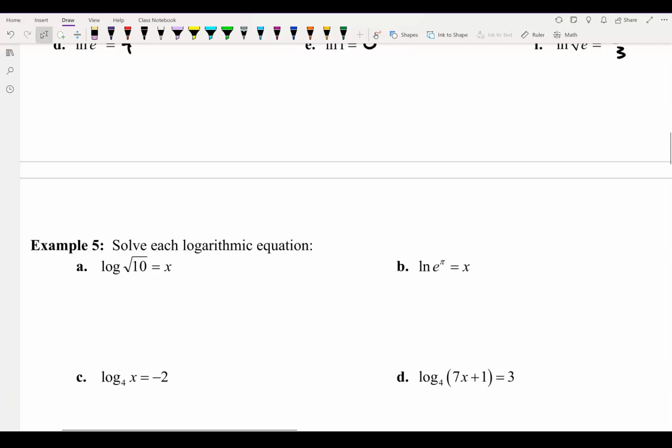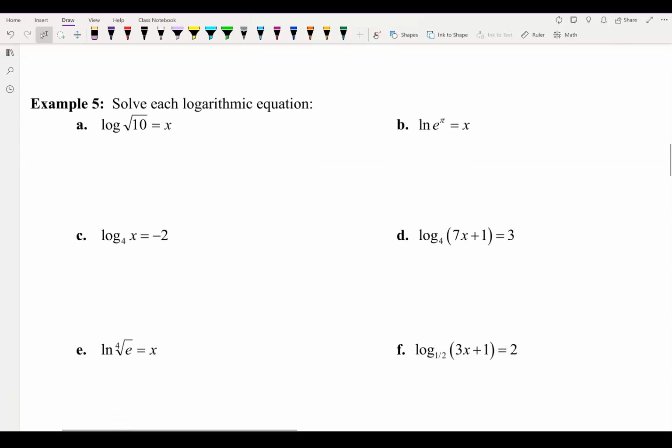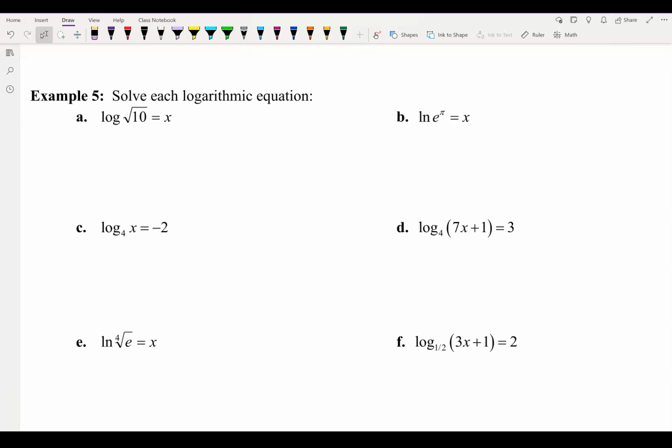All right. Now we're going to solve some log equations. I don't think I mentioned this yet, but if you have a log without a number down here at all, it's log base 10. Okay, so basically what they're saying here is 10 to what power equals root 10? Well, that's going to be a half, right? Like that.